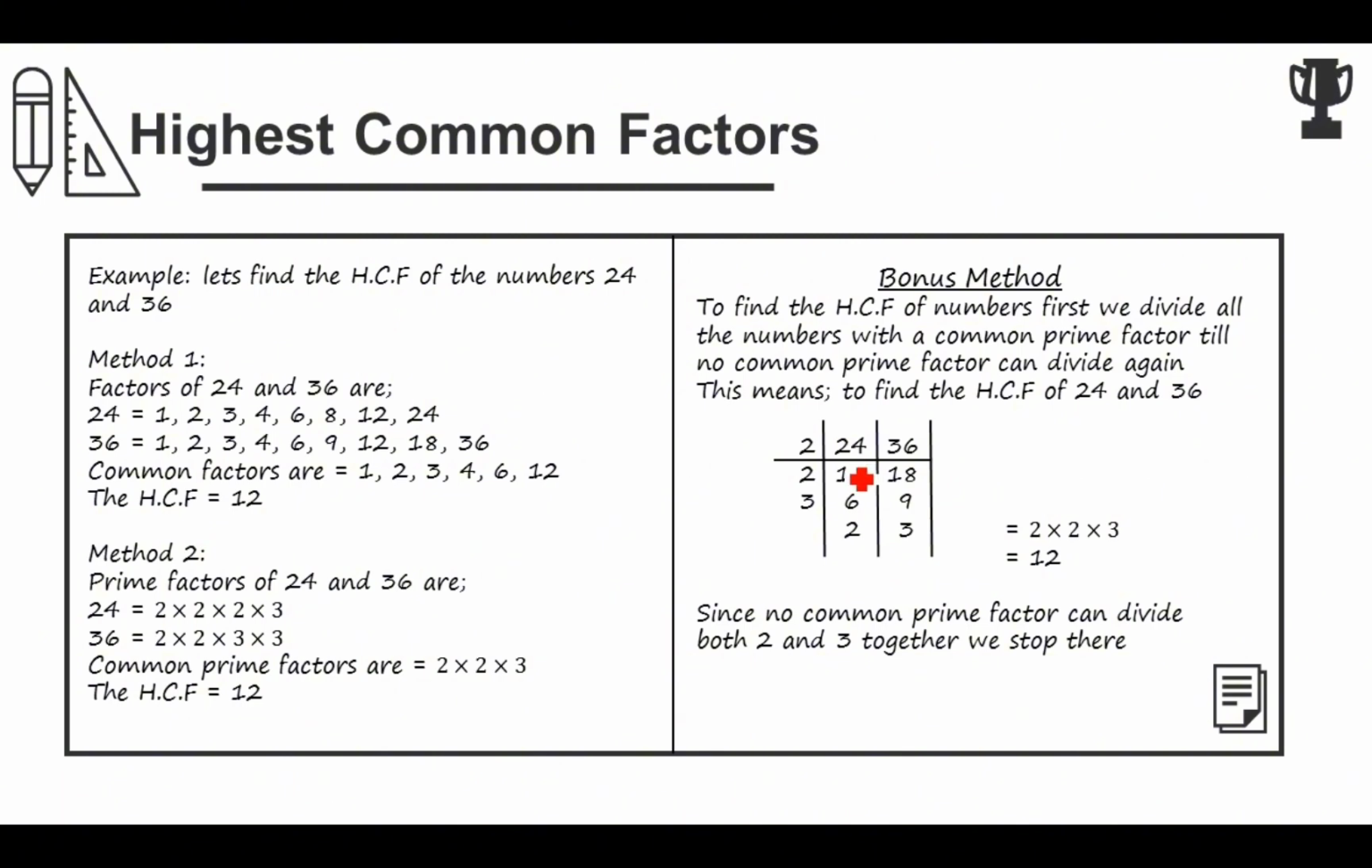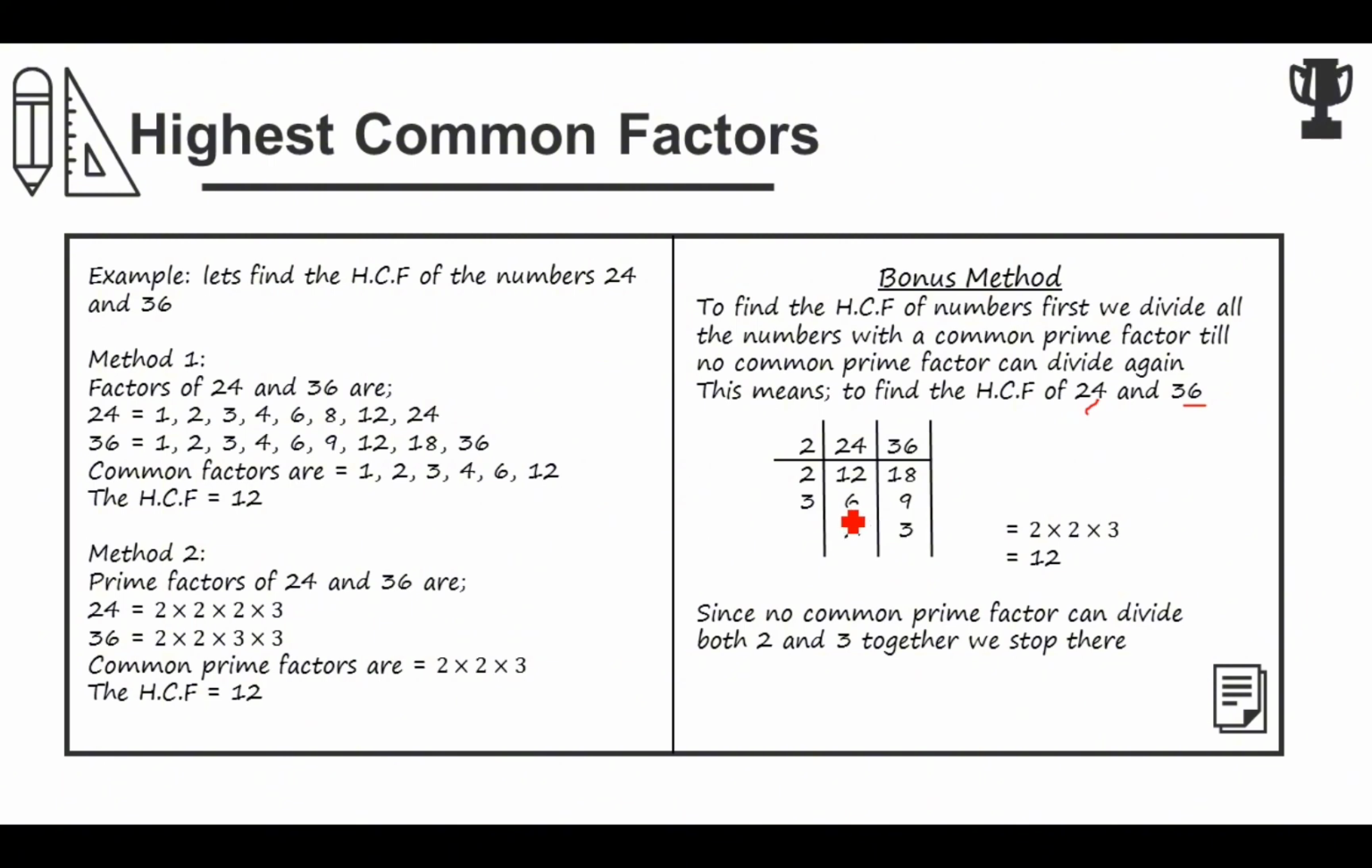What does this mean? If you have to look for the HCF of 24 and 36, now we look for a common prime factor that can divide 24 and 36. We start with 2. 2 can divide 24 to give us 12. 2 can divide 36 to give us 18. Can one number divide again? 2 can divide 12 to give us 6. 2 can divide 18 to give us 9.